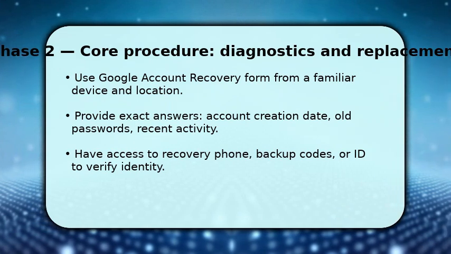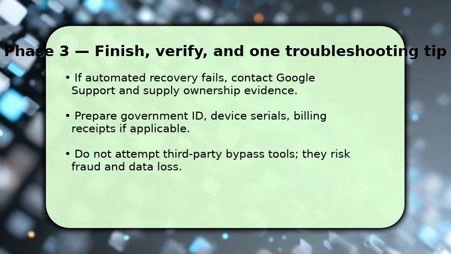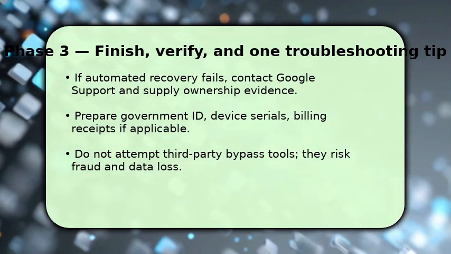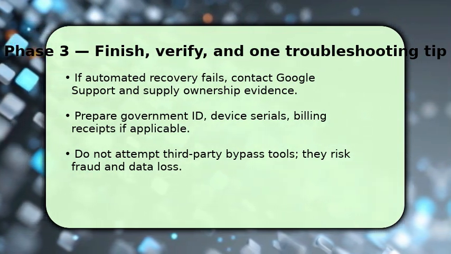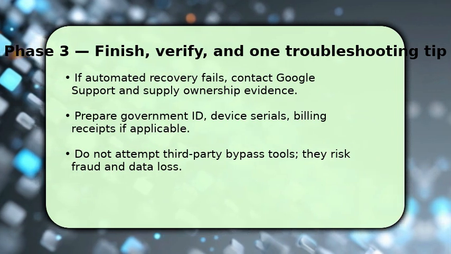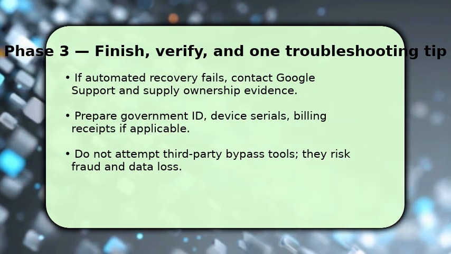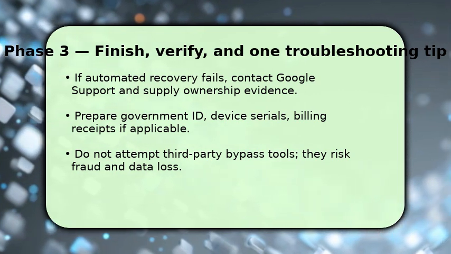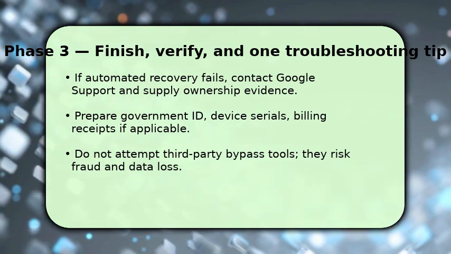If automated recovery does not work, escalate to Google support and be ready to prove ownership. Upload a government ID if requested, and include details like last sign-in dates or billing receipts for paid services. Once you regain access legitimately, remove or update recovery options from security, where we can verify it's you.